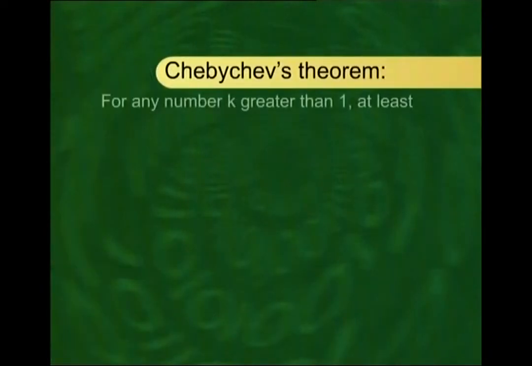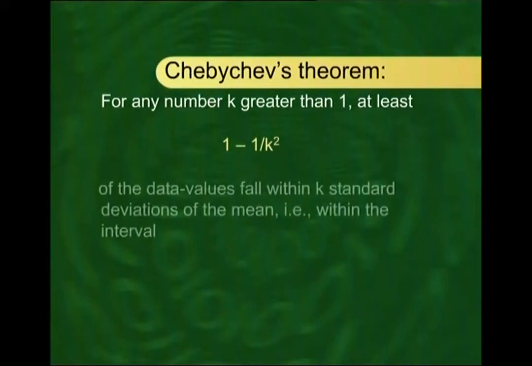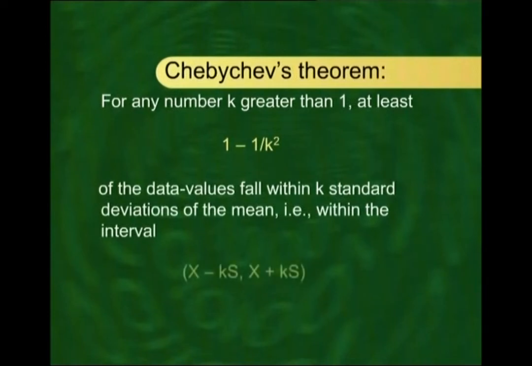And it is obvious that if we have a general answer which is valid in every situation, that is much better. So, as you now see on the screen, the Chebyshev's theorem states that for any number k greater than 1, at least 1 minus 1 over k square of the data values fall within k standard deviations of the mean. That is, within the interval x bar minus ks to x bar plus ks.